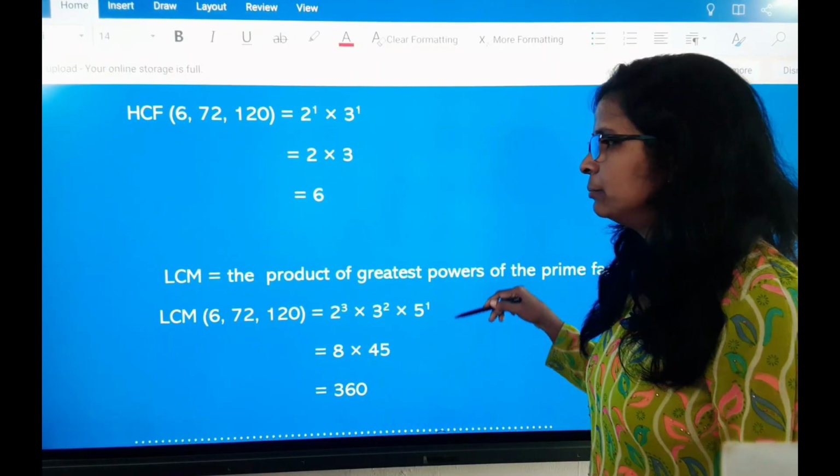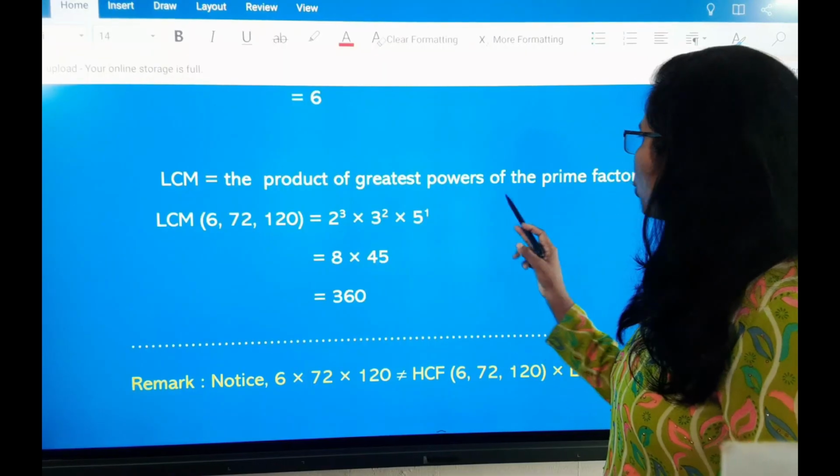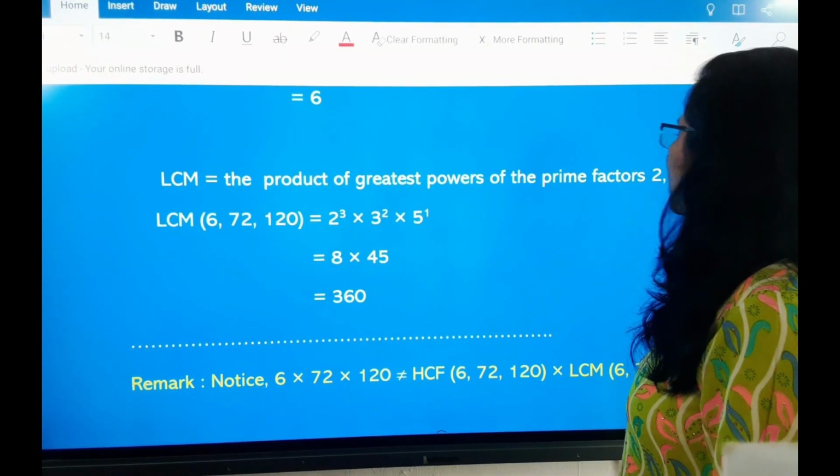Now the LCM. How can we find out the LCM? The product of greatest powers of the prime factors 2, 3, 5.